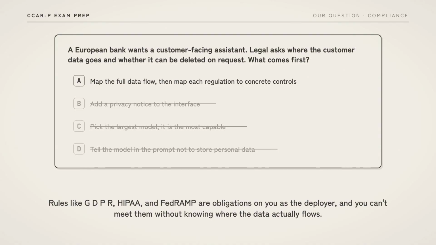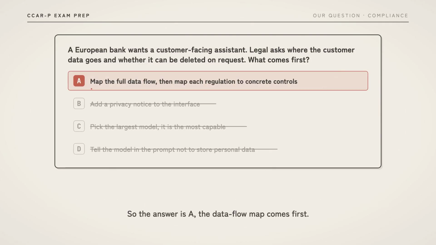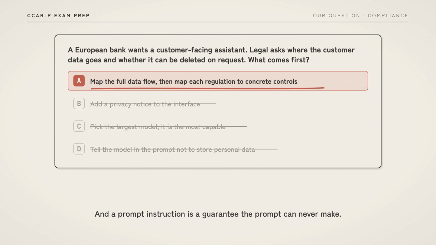Rules like GDPR, HIPAA, and FedRAMP are obligations on you as the deployer, and you can't meet them without knowing where the data actually flows. So the answer is A. The data flow map comes first. The privacy notice is compliance theater. The model size is irrelevant to data handling. And a prompt instruction is a guarantee the prompt can never make.